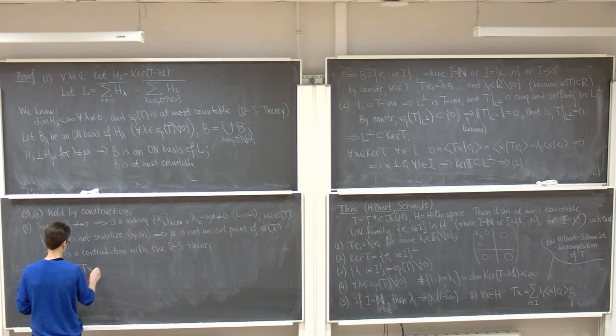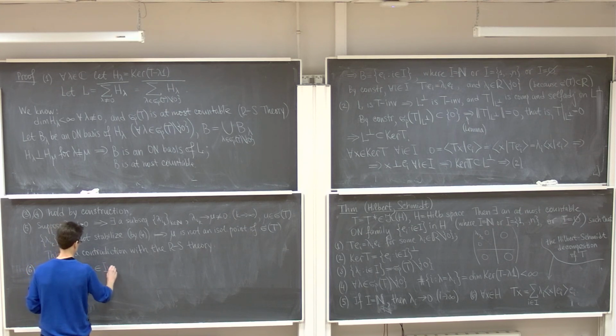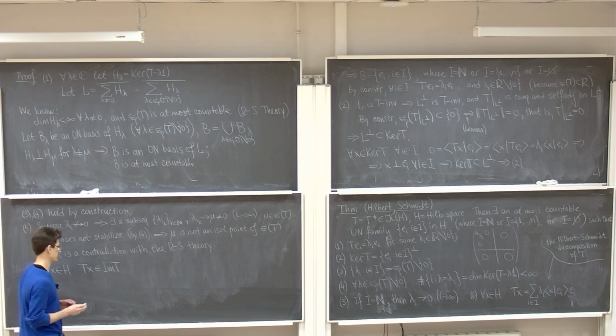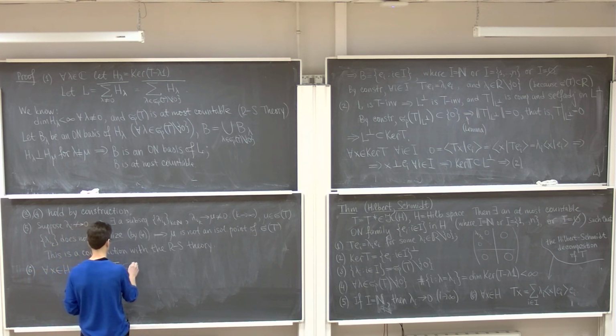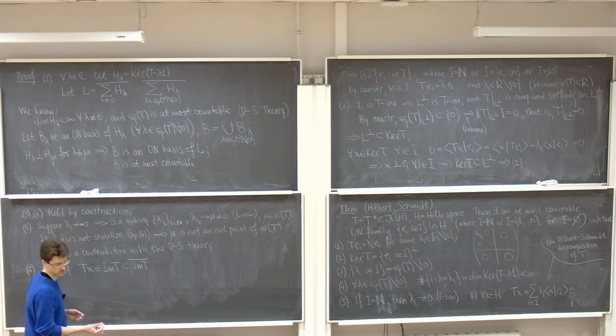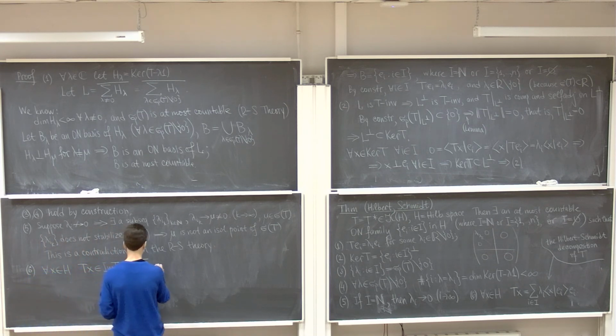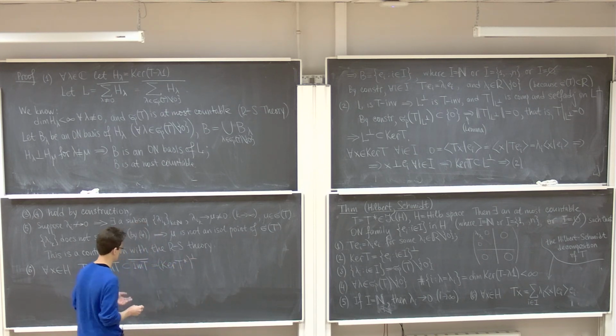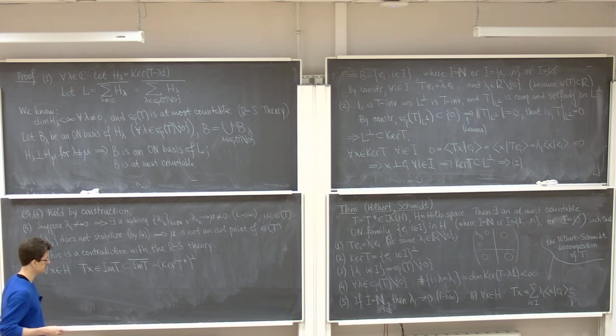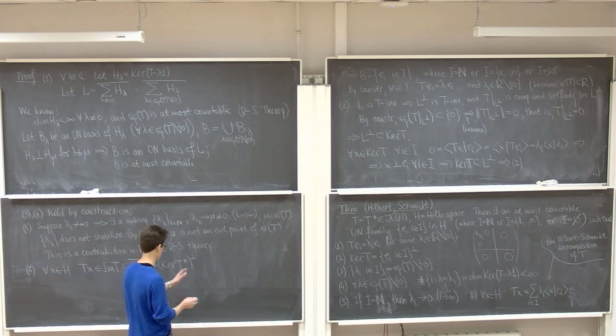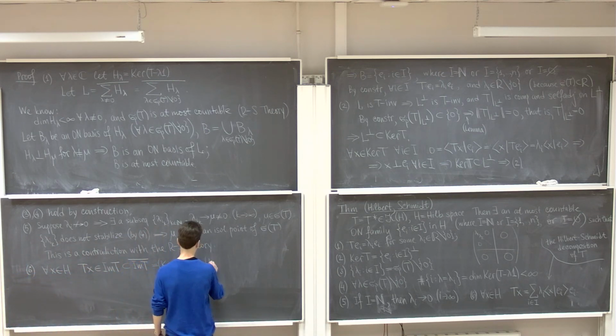So T of x, of course, sits in the image of T. The image is contained in the closure of the image. And we already know that the closure of the image for each bounded operator is nothing but the orthogonal complement of the kernel of T star. This holds for each bounded operator, but T is self-adjoint, so we can remove the star here. So this is the orthogonal complement of the kernel.